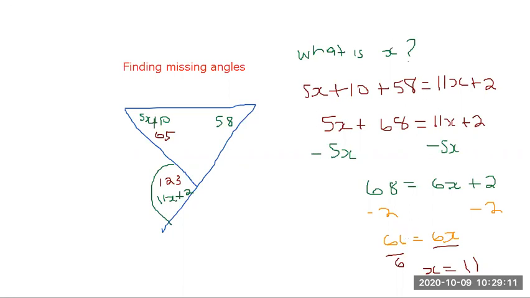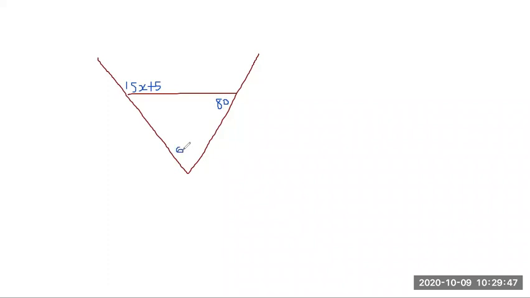Say we do another problem or no? We're going to do one more question. I'll do one from the sheet. All right, this is an upside down V. It says that this angle right here is 15x plus 5. This right here is 80. This right here is 6x plus 6.